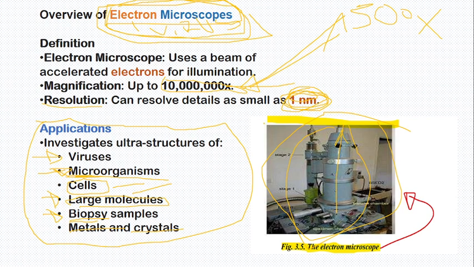Now they use what you call electrons. Okay, they use electrons. Now they see the image under high magnification, okay, 10 million, and under high resolution. High resolution means they can increase much more than light microscopy, and they can separate images. They can observe images separately. They have the ability to distinguish 2 points very well.